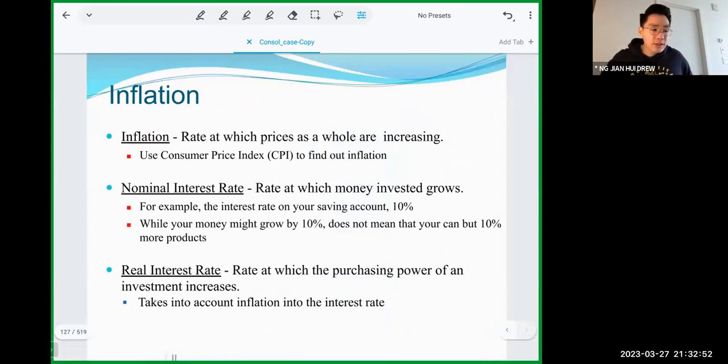Okay, everyone good? That's actually more or less for time value of money. The last component that we're going to talk about is inflation. It is an add-on to the idea of time value of money that we have to consider.